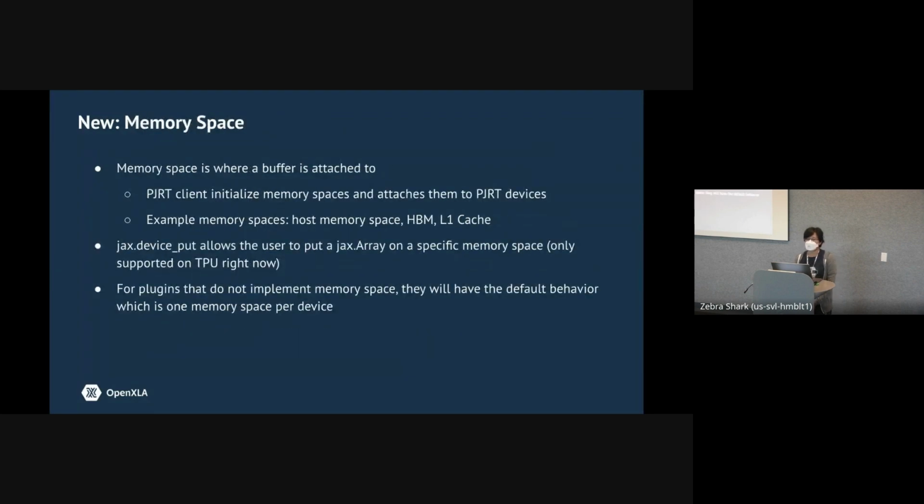We also added a concept of memory space to PJRT. Memory space is where a buffer is attached to, and memory spaces will be attached to the PJRT devices. Some example memory spaces are host memory space, HBM, and L1 cache. And JAX has an API, jax.device_put, that is already supported, allowing the user to put a jax.Array on a specific memory space, which will empower the user to better utilize the memory for their workflow. This feature is only supported on TPU right now. And for plugins that do not implement memory space, you will have the default behavior, which is one memory space per device.